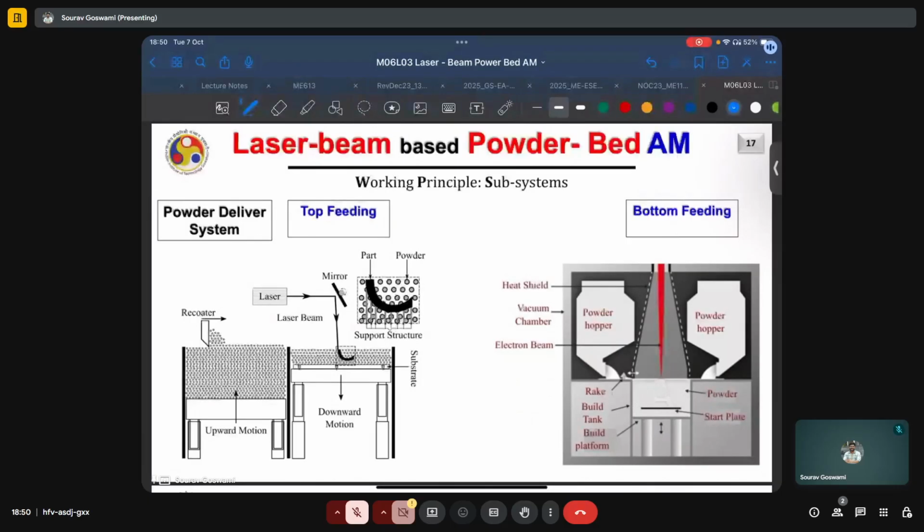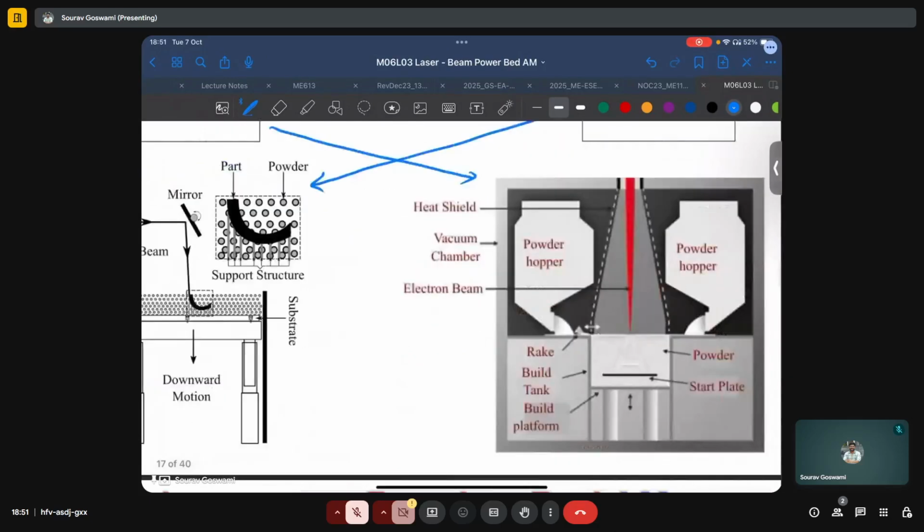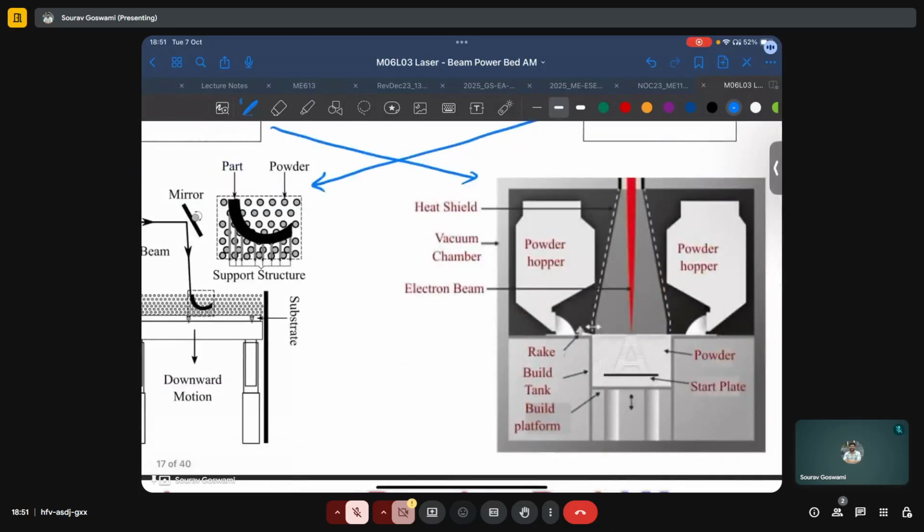The powder delivery system itself can either be top feeding, as shown on the right here, or it can be a case of bottom feeding, as shown on this side. In the case of top feeding, we have these powder hoppers which dispense powder from the top onto the print region, which can then be spread out using something like a recoater blade or a roller.